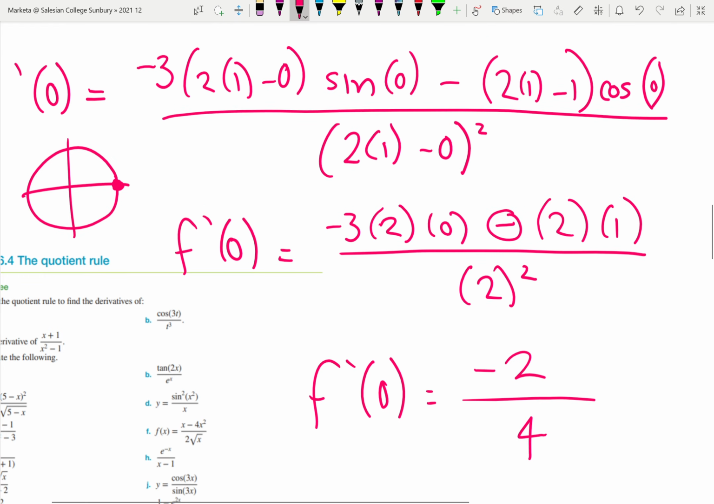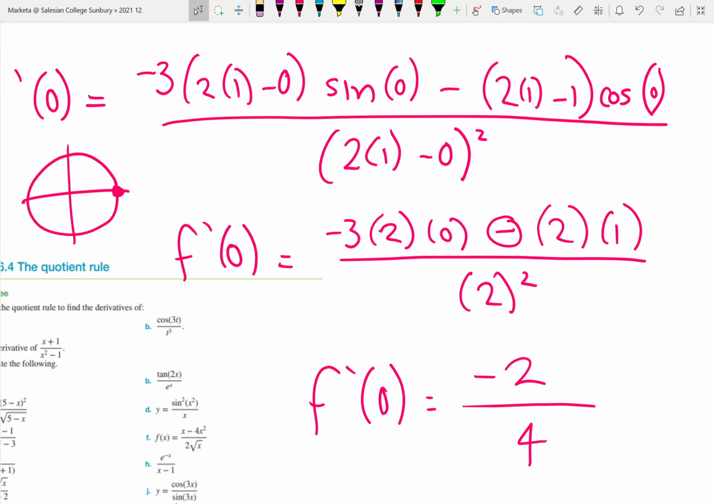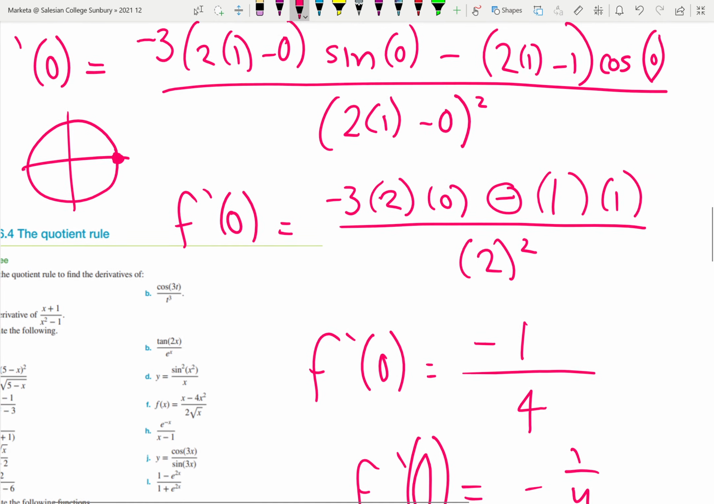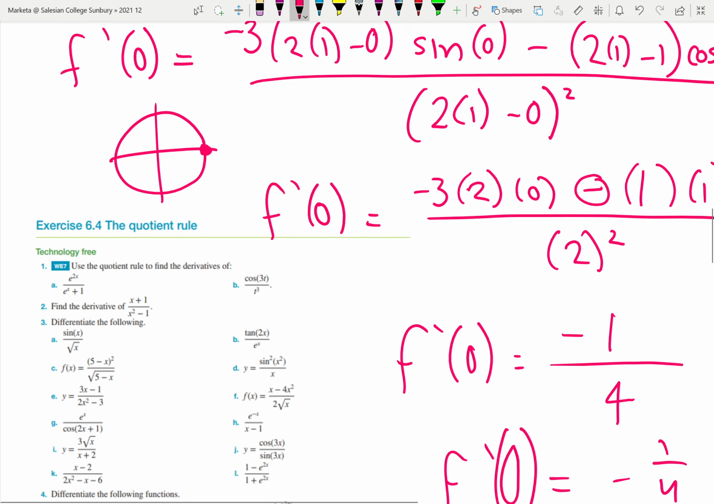I see, I didn't do 2 minus 1. So 2 minus 1 is actually just 1. There we go. So it should be negative 1 there. So 1 times 1 being 1, and then over 4. So our f dash of 0 should equal negative 1/4. And actually that is all the examples we have from 6.4.